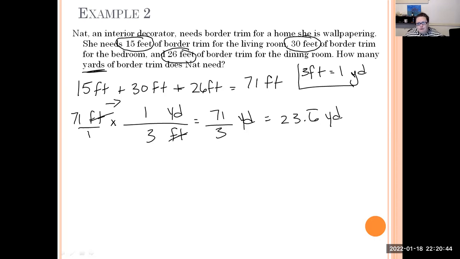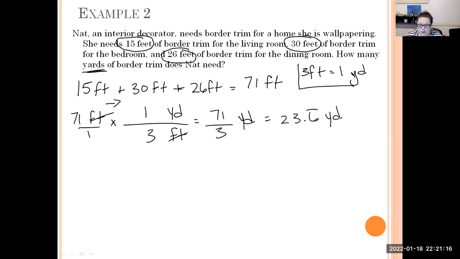So if you go to the store to buy border trim, you can't buy 2/3 of a yard of border trim, which is what the 0.6 is equivalent to. So you're going to have to round. Now, if you round down to 23, you won't have enough border trim to do all 3 of your rooms. But if you round to 24 yards, you will have enough border trim to cover all 3 of the rooms, and even a little bit extra for mistakes, which inevitably happen.